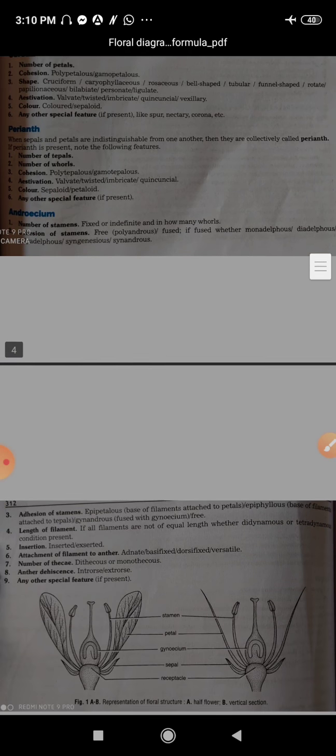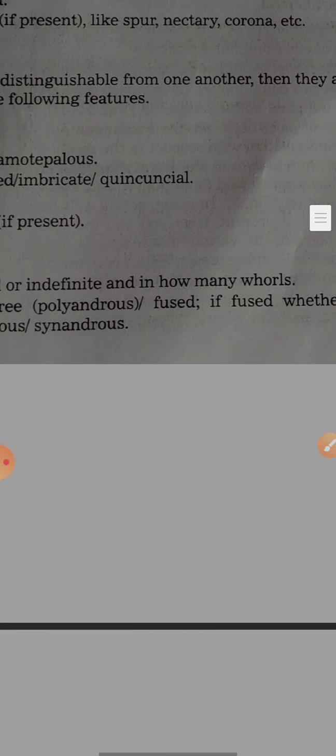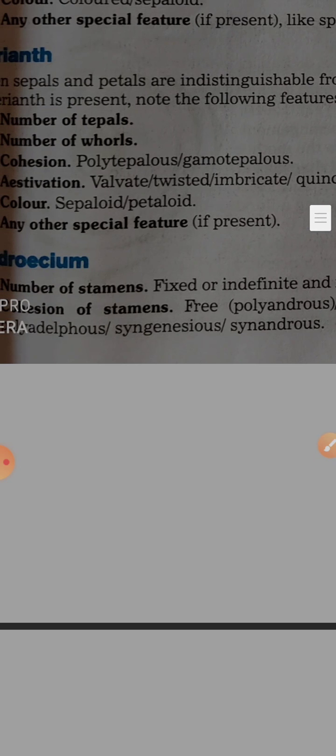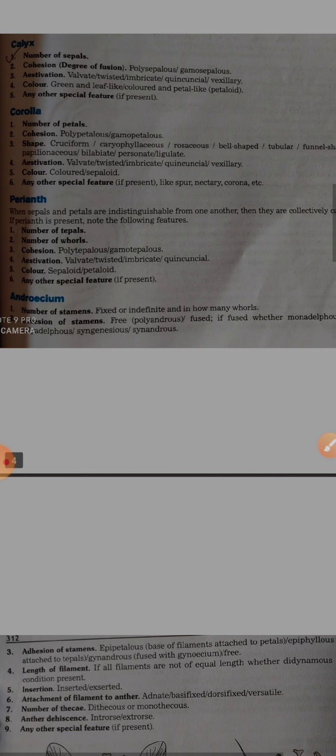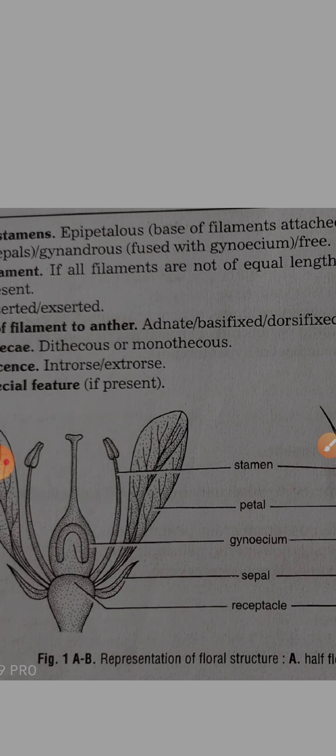And then we talked about two other conditions, being syngenesious and synandrous, where the filaments are free and the anthers are fused, and when the filament as well as the anthers are all fused, right? We move on to the next characteristic of the stamen. Now, adhesion of the stamen.